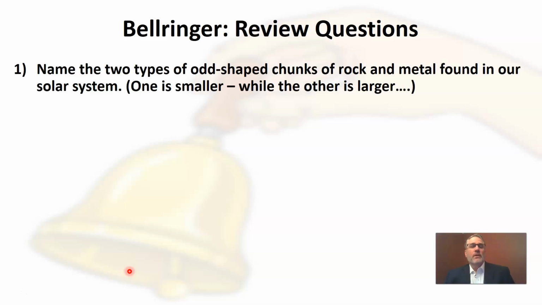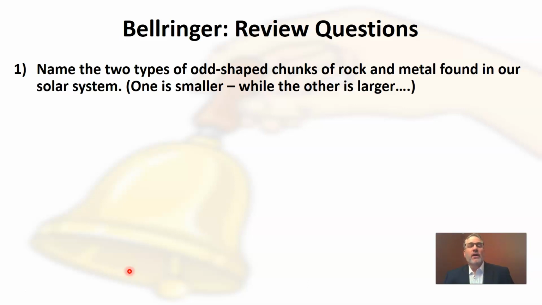So, the last time we spoke, we talked about space rocks. And so the first question for our Bellringer today is, name the two types of odd-shaped chunks of rock and metal found in our solar system. One of these is large and the other is small. That's the only difference between them, their size.